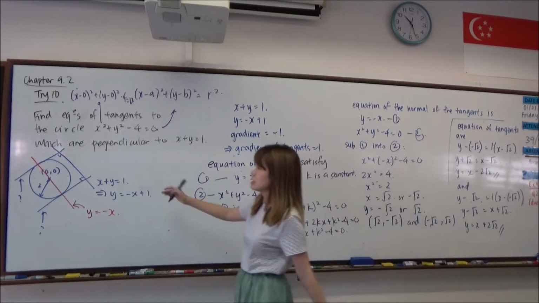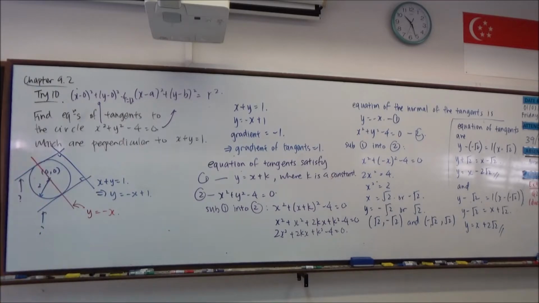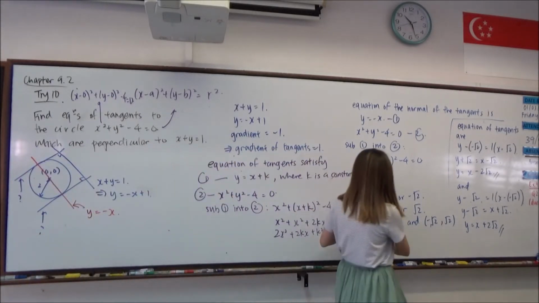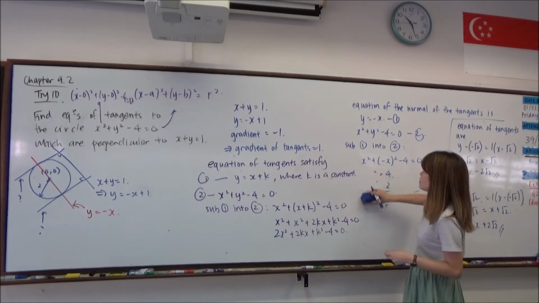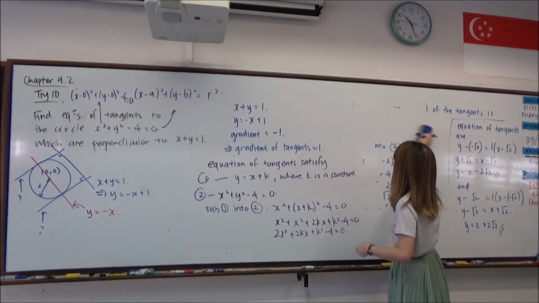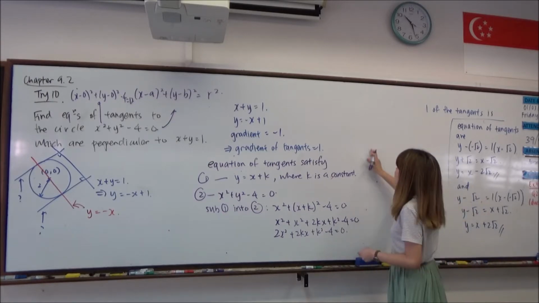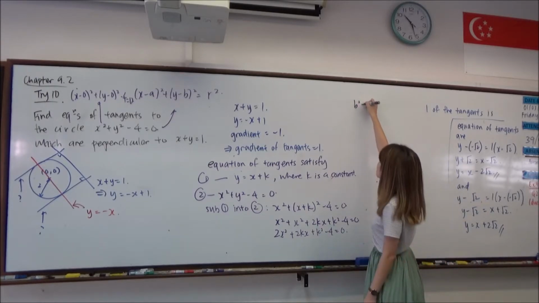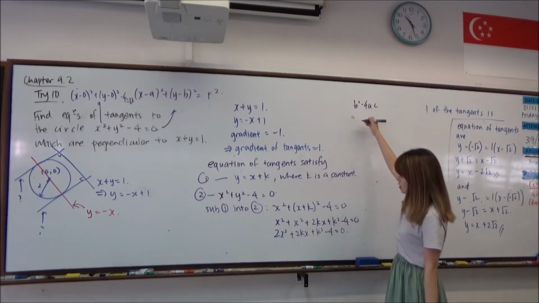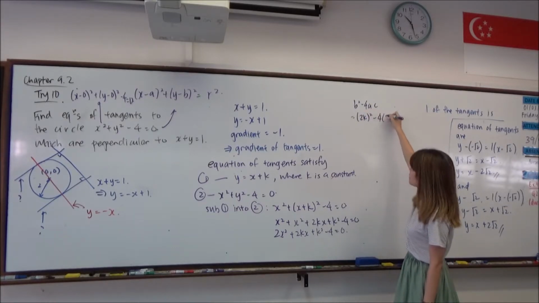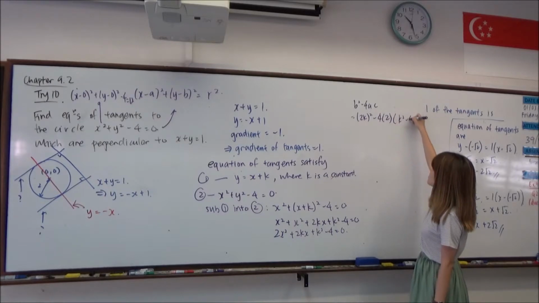Because this is a tangent to a curve, and tangents will touch the curve at one point only, this is a quadratic equation. We can do the discriminant, and the discriminant will have to be equal to 0. So b squared minus 4ac. The discriminant itself will be (2k) squared minus 4a c, where c is k squared minus 4.